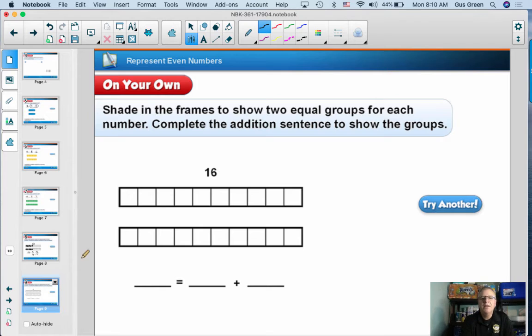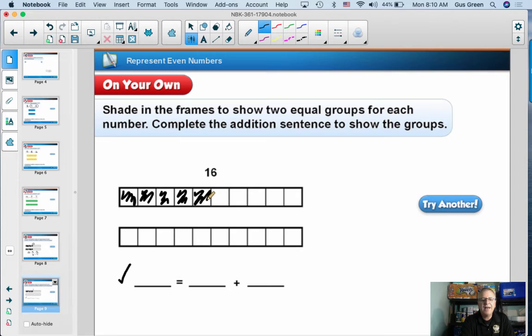16. How can I get two equal groups to add up to 16? What doubles fact equals 16? I actually think I know this one. Do you? Why don't you go ahead while I'm shading these in, erase your board and then write in a blank equation.